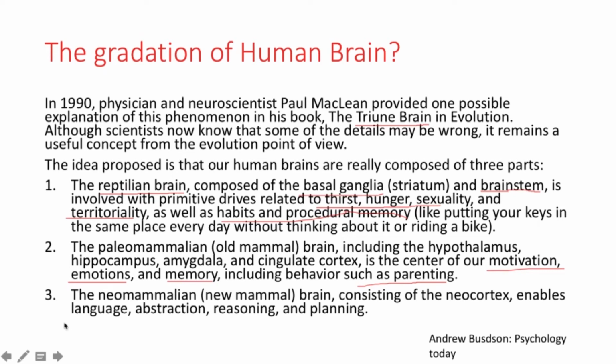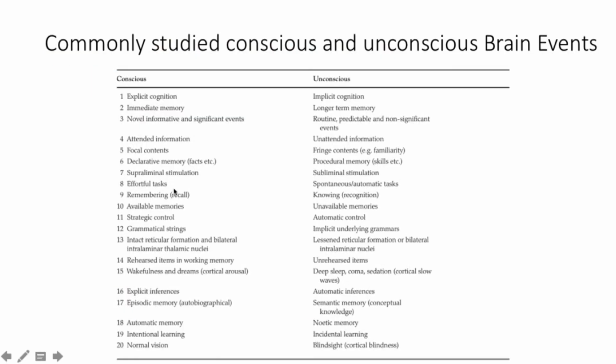And then this model said that there is the neo-mammalian part, which consists of the neocortex, which enables higher order things like language, abstraction, reasoning, and planning. This is somewhat true, that really the cortex part, the top part, is involved with many of these important parts of the work. So this was the first attempt to describe how different parts of the brain are involved with different natures of work. There are in fact some commonly studied conscious and unconscious brain events on the basis of these.